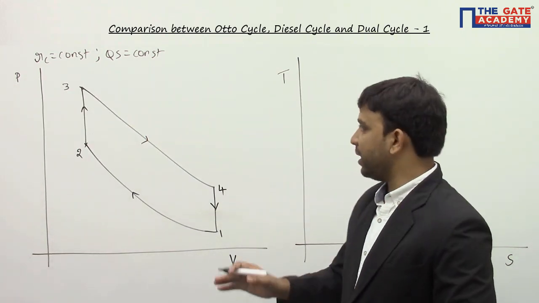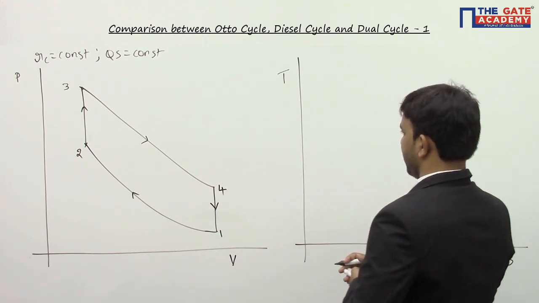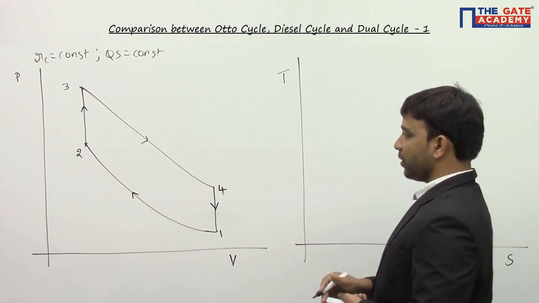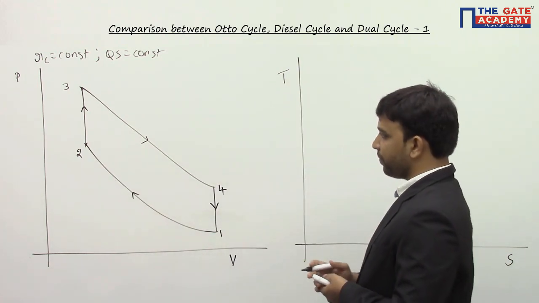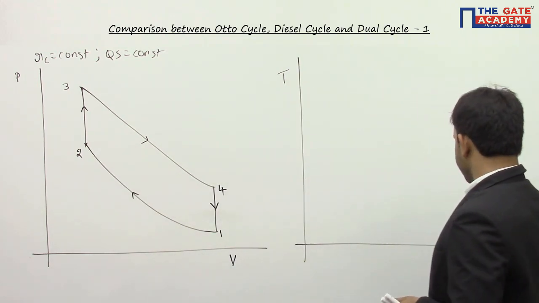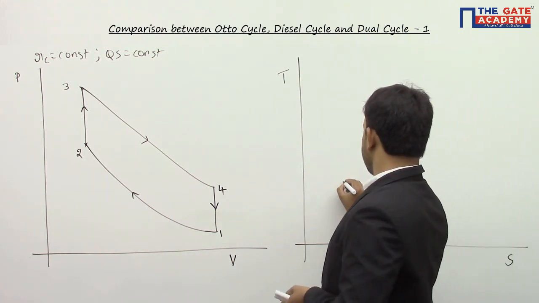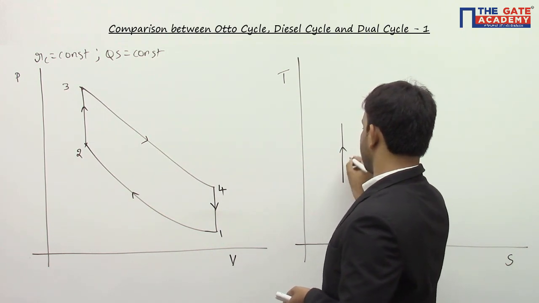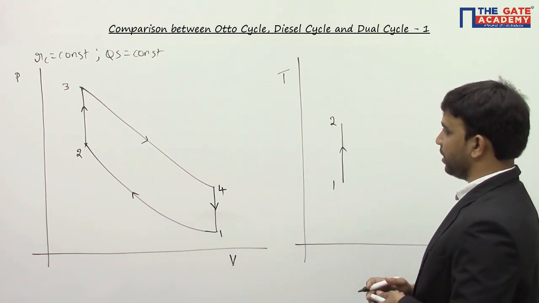I am drawing the same diagram in TS coordinates. So in TS coordinates, the diagram looks like this. 1 to 2 is reversible adiabatic compression process, or we also call it isentropic compression process. It's an isentropic process, so entropy is going to remain constant, and it's a compression process, so temperature increases.